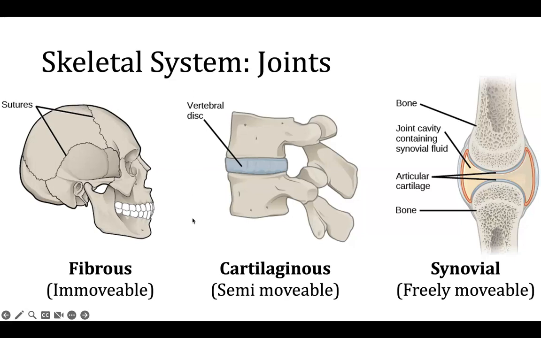Then we have cartilaginous, which is where we have two bones with cartilage usually between them. These are semi-movable. Think about the vertebrae in your back. And then we have synovial, which are freely moving. Think about the joints of your shoulders or your knees, those places where there's a lot of movement that can happen. The synovial fluid helps to protect and to allow for easy movement.